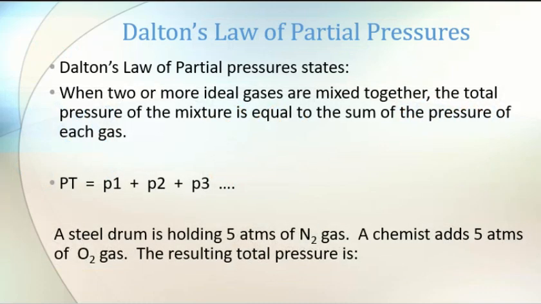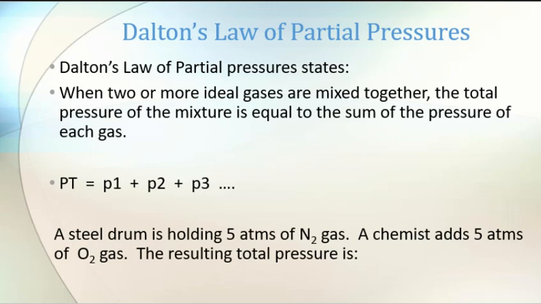So, what do we do with it? When two or more ideal gases are mixed together, notice it says ideal, we're going to assume that on your problems, the total pressure of the mixture is equal to the sum of the pressures of each gas. What if I have 15 gases? Add all 15 together. The total pressure is pressure 1 plus pressure 2 plus pressure 3, etc.